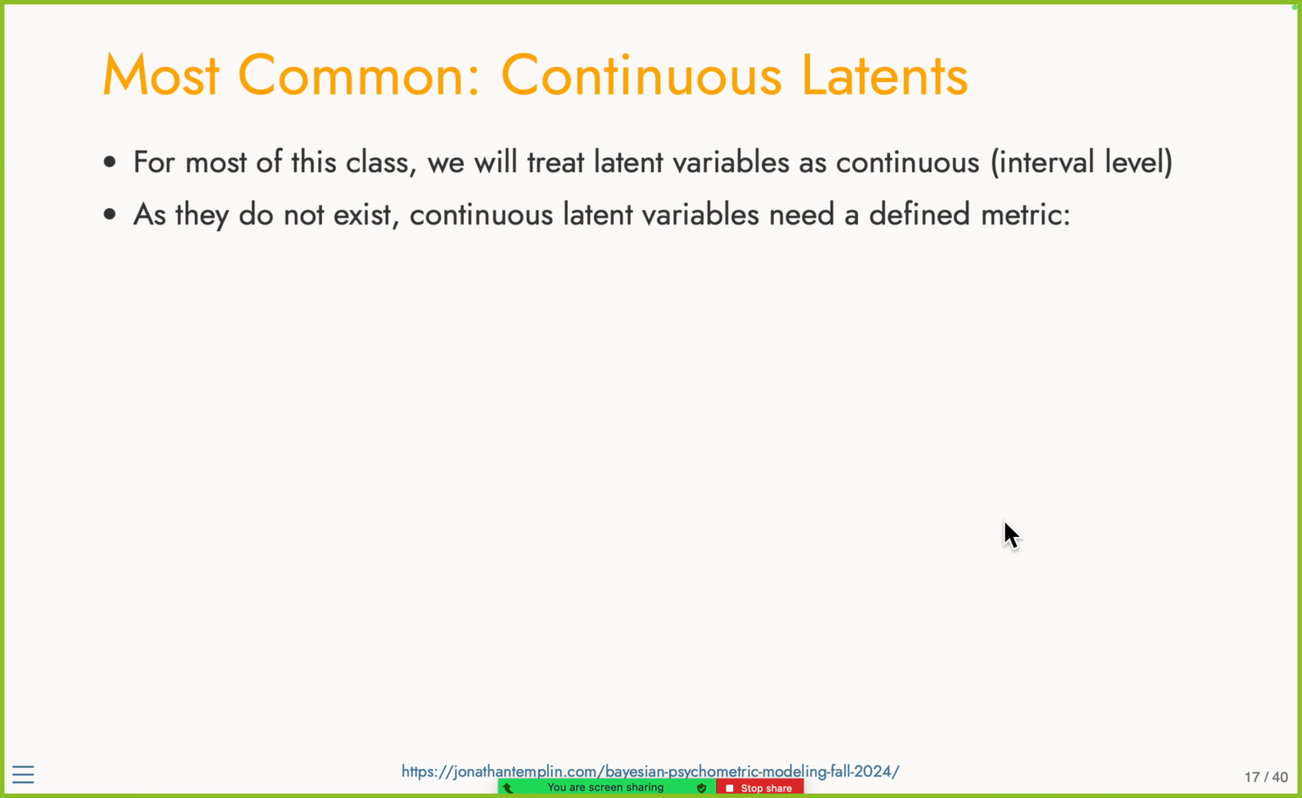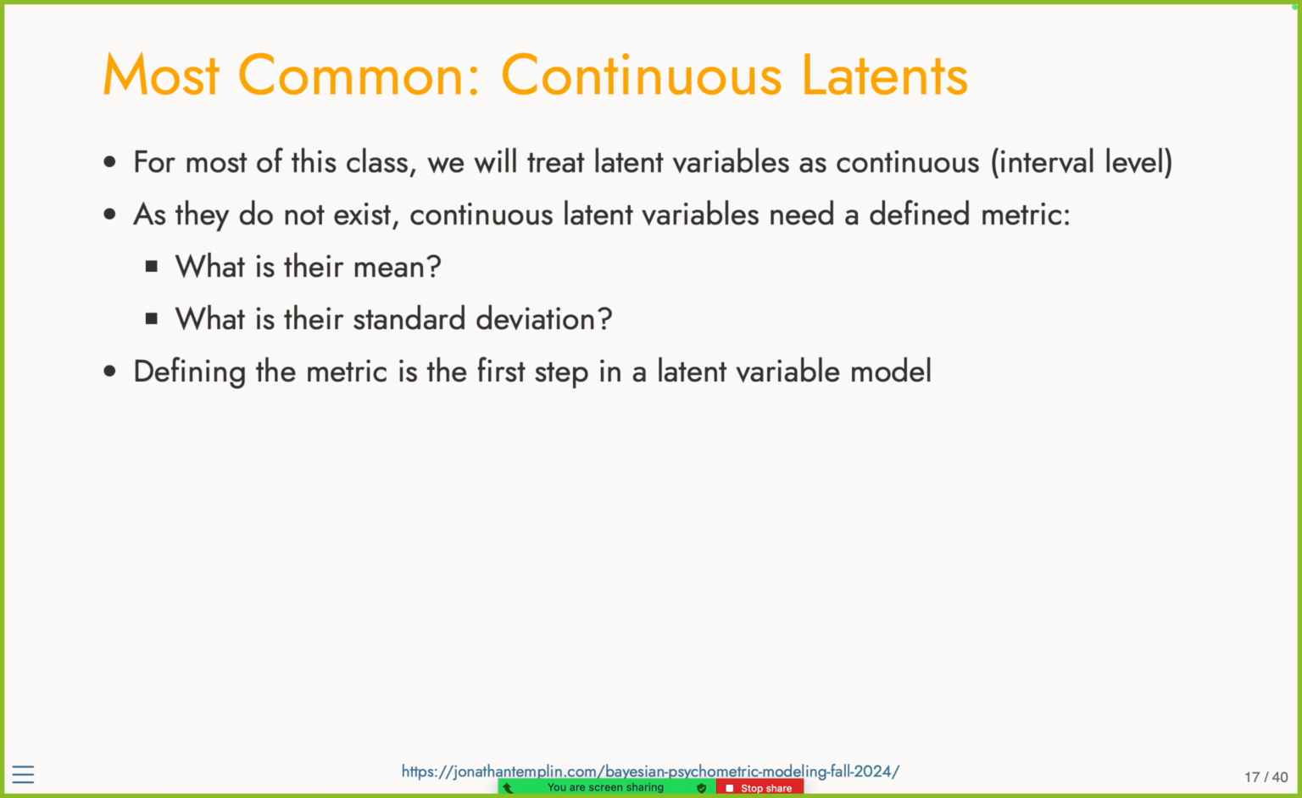But in practice, when we don't observe the variable, if it is continuous, we need to give it a metric. A metric meaning we need to figure out what its mean is, and we need to figure out its standard deviation. Defining the metric is the first step in a latent variable model for continuous latent variables. Categorical latent variables, it turns out that metric is already implied by the categories themselves. But continuous latent variables need the metric.